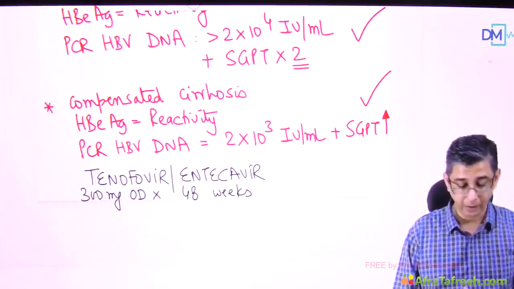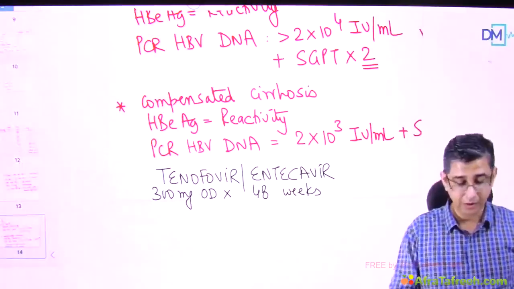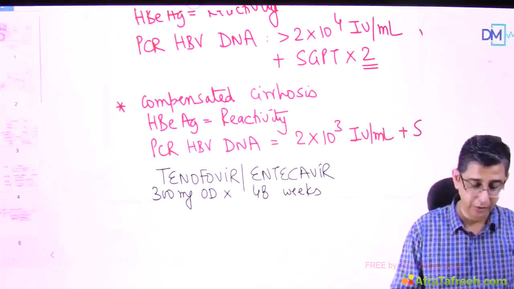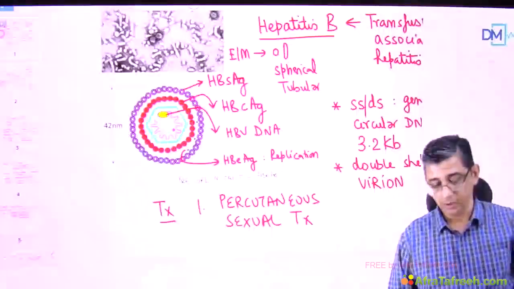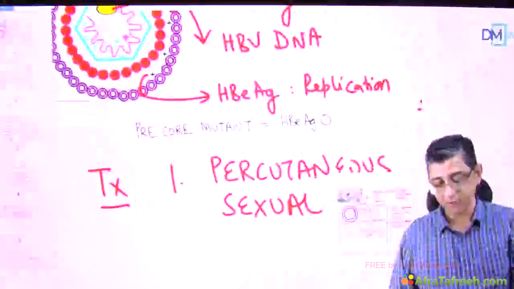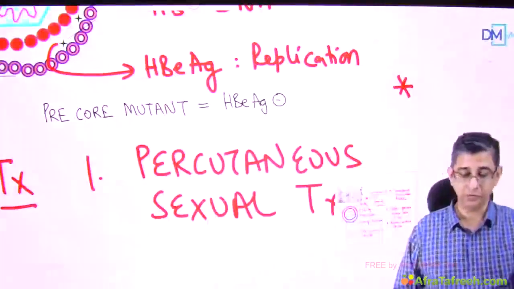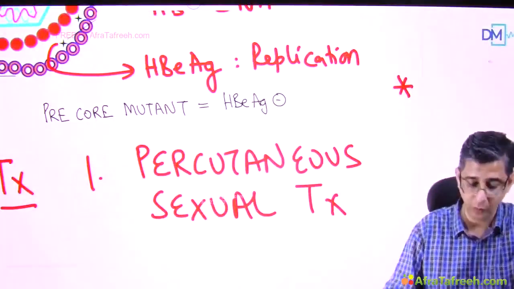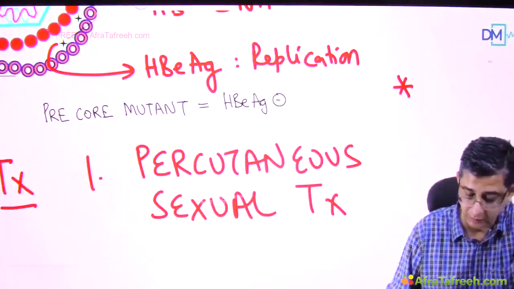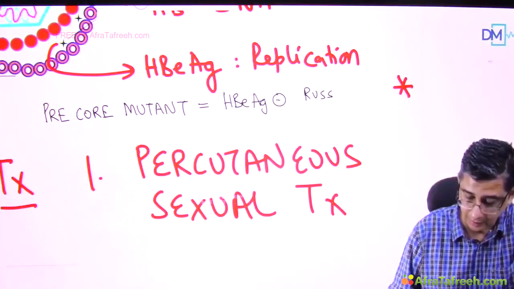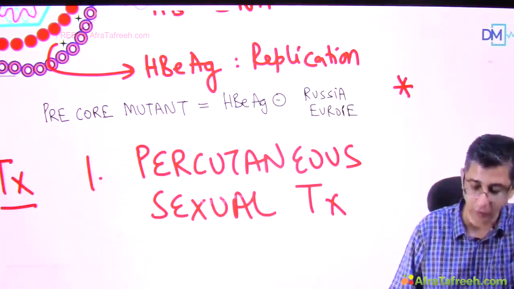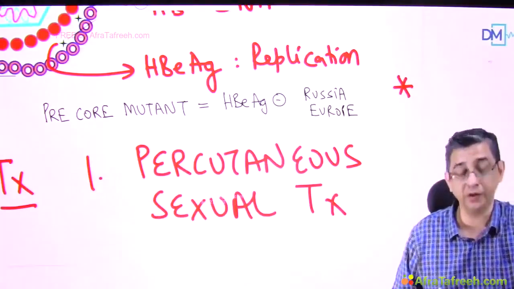To finish this topic, lastly, I would like to also mention regarding this statement which I made right in the beginning, that is, pre-core mutant will be having E antigen negative. So therefore, this virus is more common in Russia and Europe basically. The clinical features are relatively more severe in this particular case.